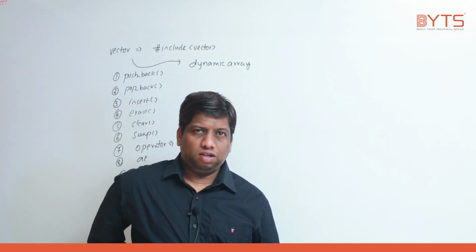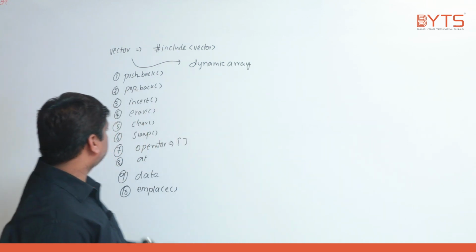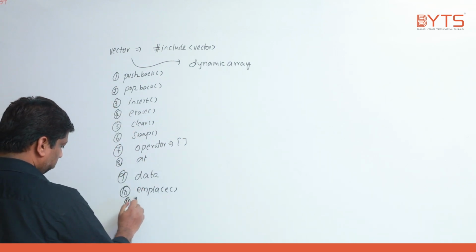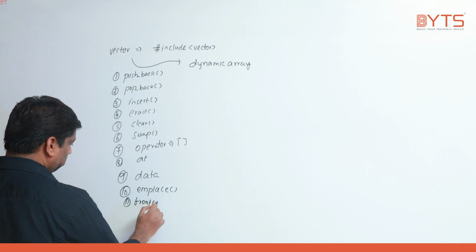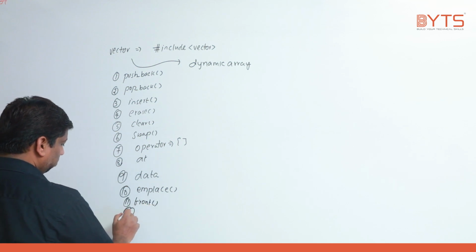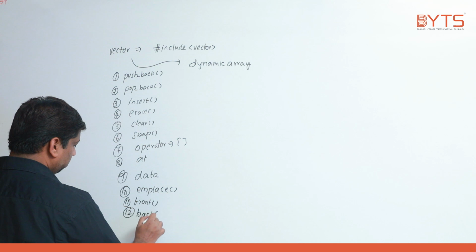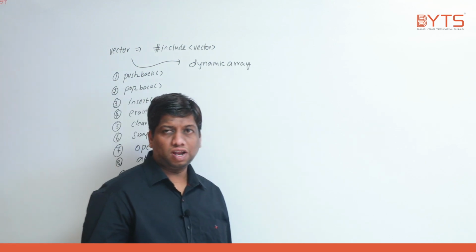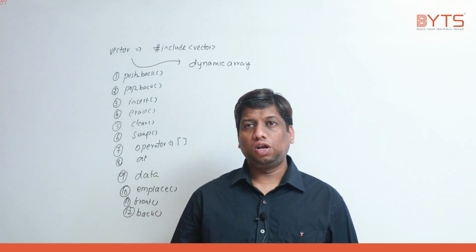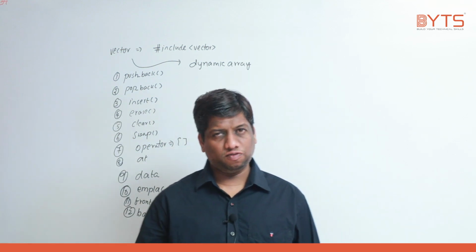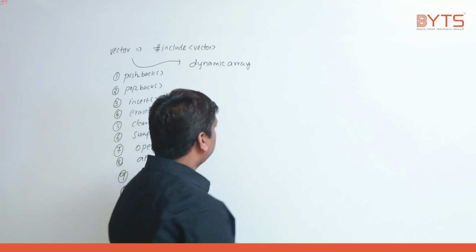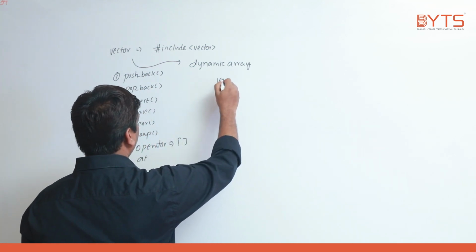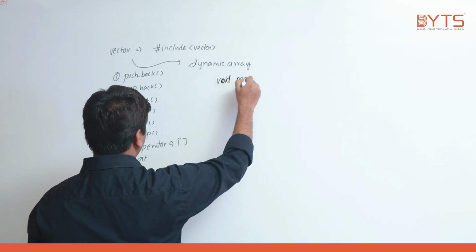Well, we have seen, right? Like see here, there are some other functions, no? Like pop_back, we have front, we have back. So these are all the functions we are having in the vector. Now we'll start discussing each and every function. Let us take, I'll create a vector. How do I create a vector? First we'll see void main.